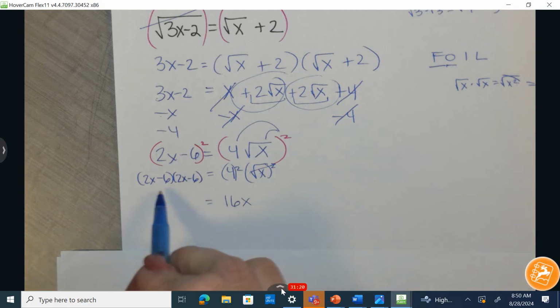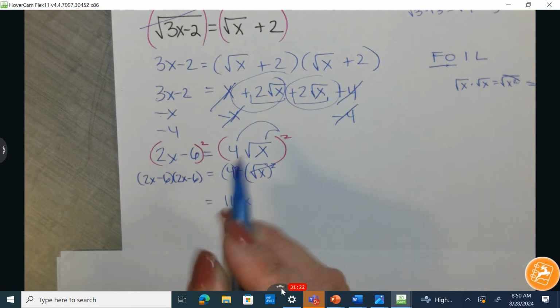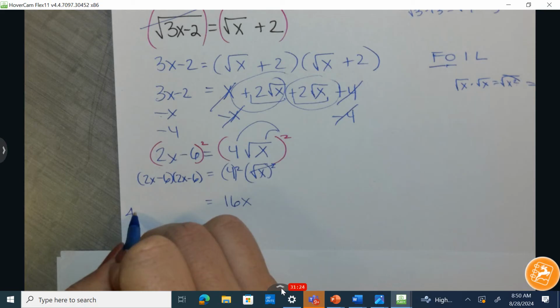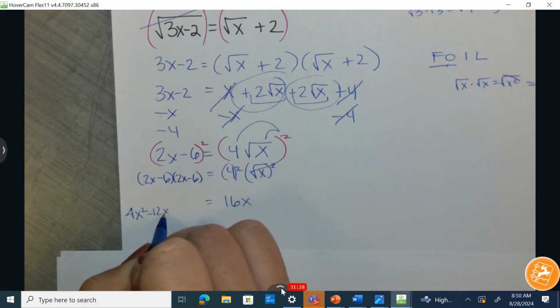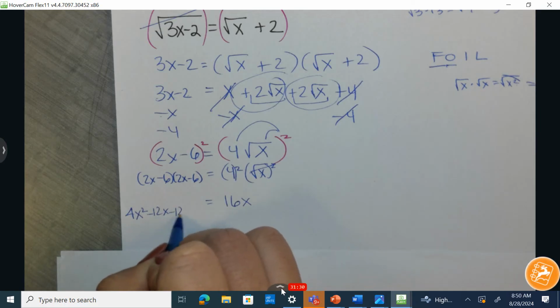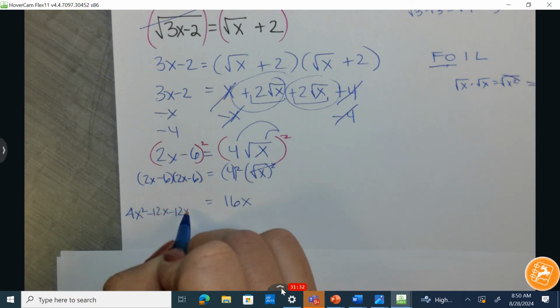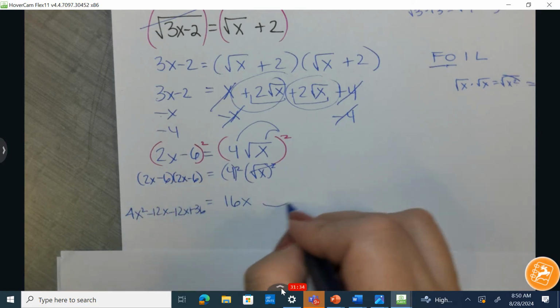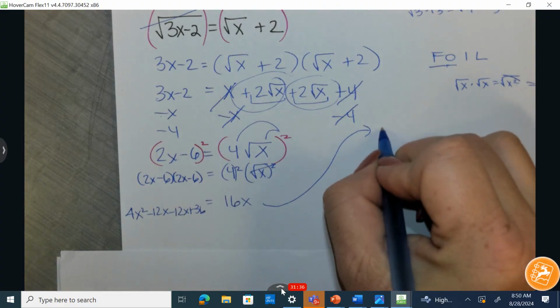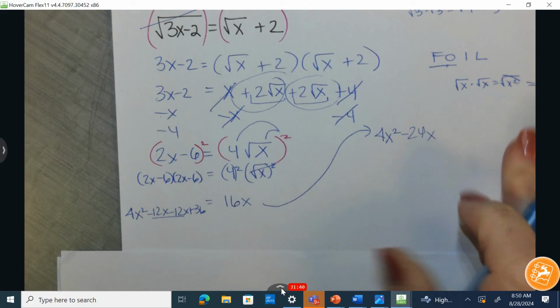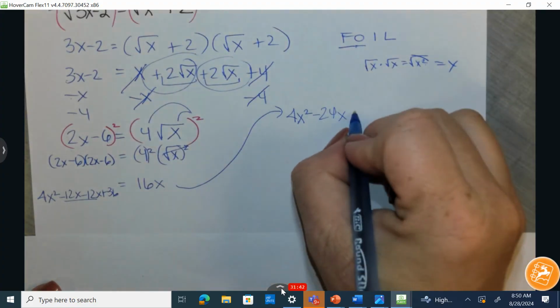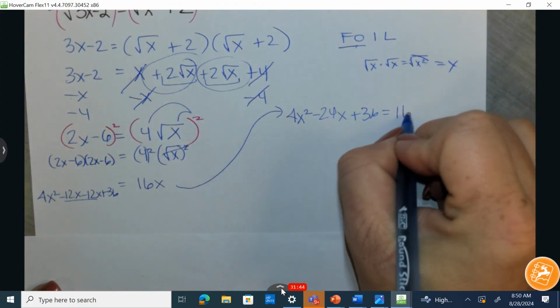On the left-hand side, I'm going to FOIL all of this. So multiplying the fronts to get 4x squared, multiplying the outsides, a negative 12x, inside negative 12x, and negative 6 times negative 6 is a positive 36. I'm going to bring that over here where I have a little more space. 4x squared minus 24x plus 36 equals 16x.